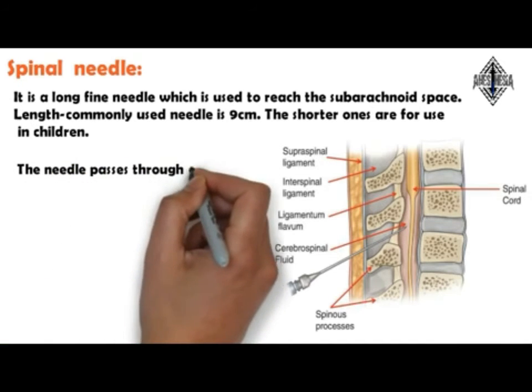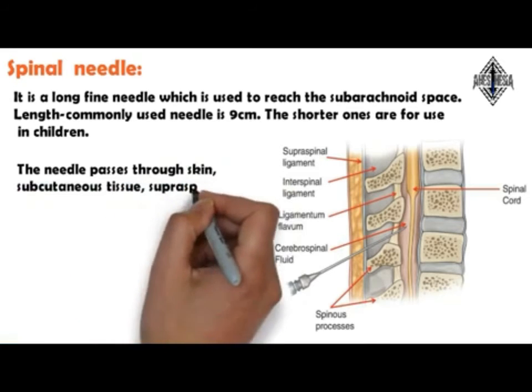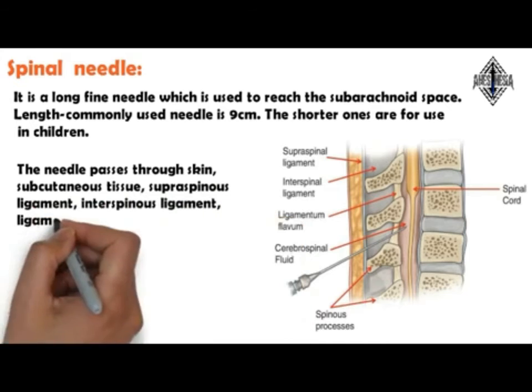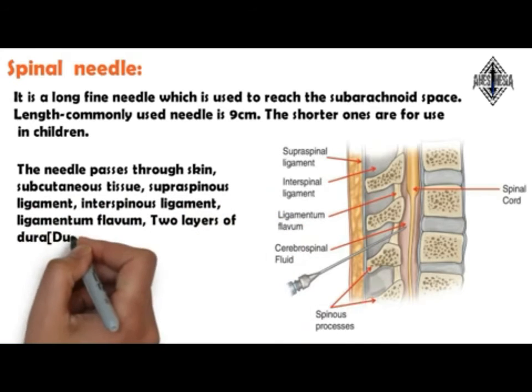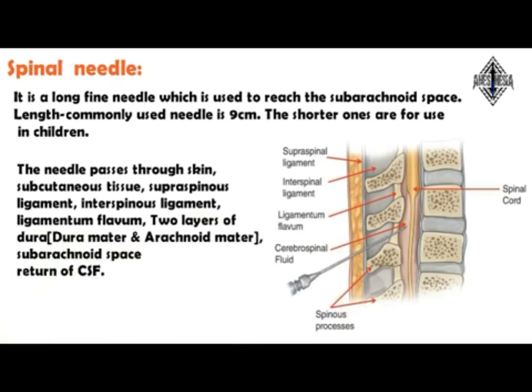The needle passes through skin, subcutaneous tissue, supraspinous ligament, interspinous ligament, ligamentum flavum, two layers of dura mater, then arachnoid mater, subarachnoid space, return of CSF.